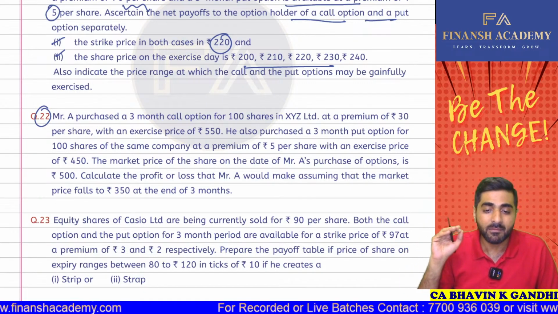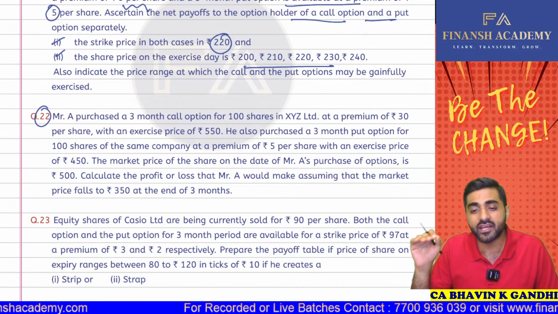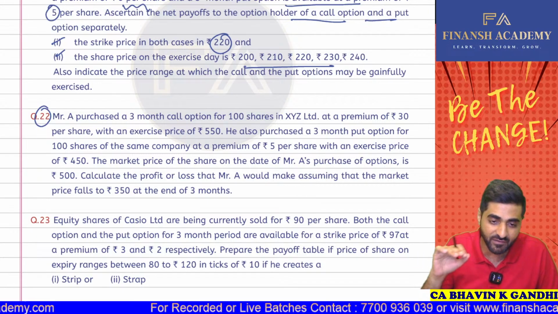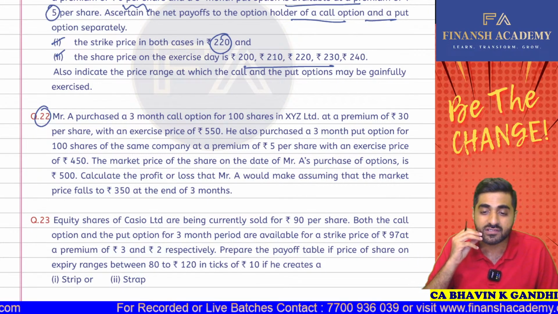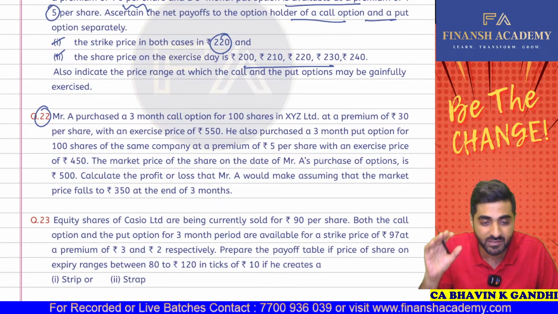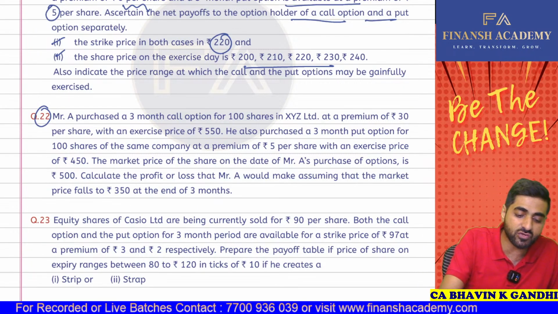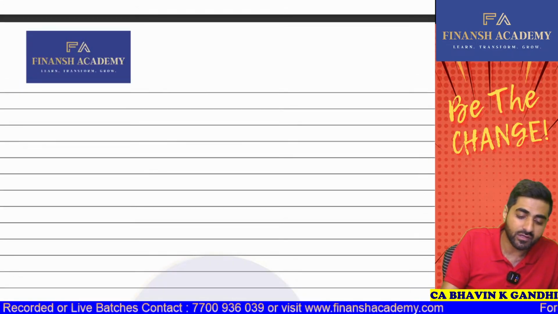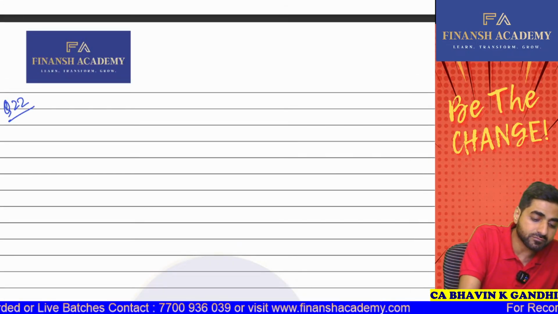The market price of the share on the date of Mr. A's purchase of option is 500. Calculate the profit or loss that Mr. A would be assuming that the market falls to 350 at the end of 3 months. So first step is always what? That we always write down the data which is given to you.